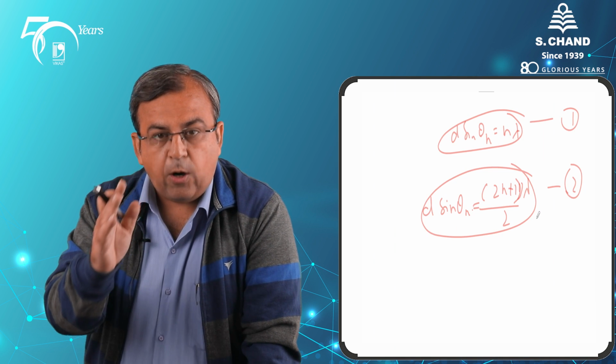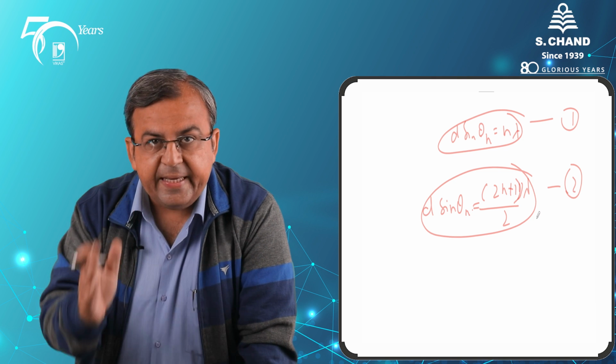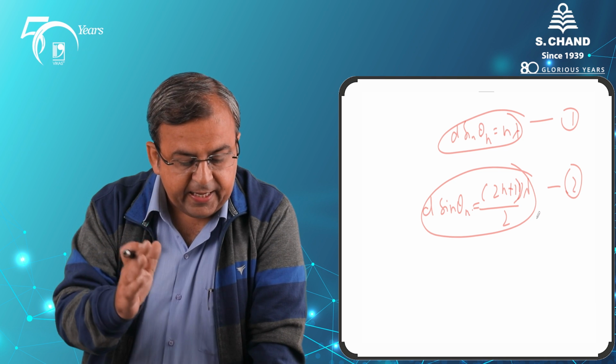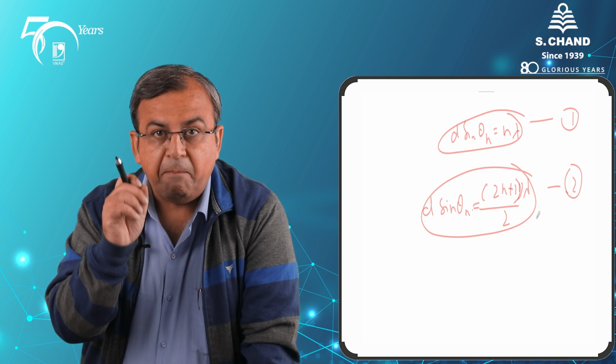Then we said that if P1 is of minimum intensity, d sine theta n is equal to n lambda. And if it is of maximum intensity, the path difference is equal to odd multiples of lambda by 2. So if P1 is the point of minimum intensity, then all the points at the same distance from P as P1 and lying on the circle of radius x will be of minimum intensity.